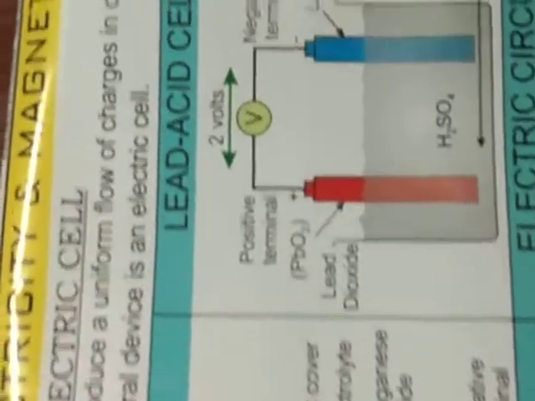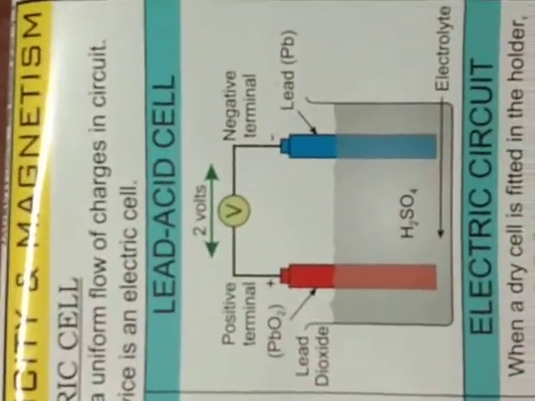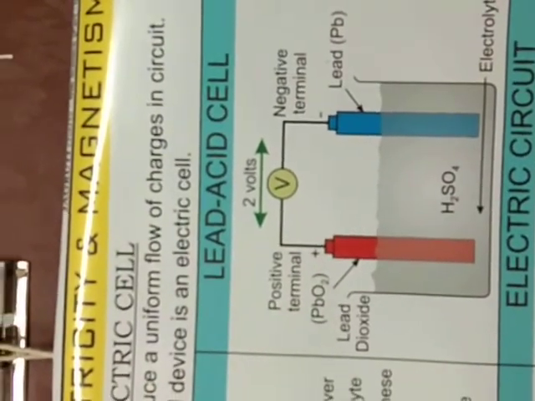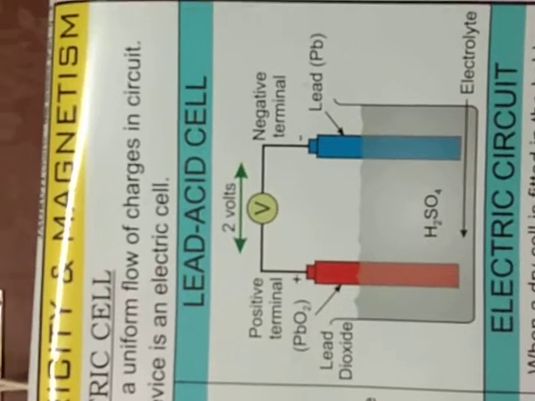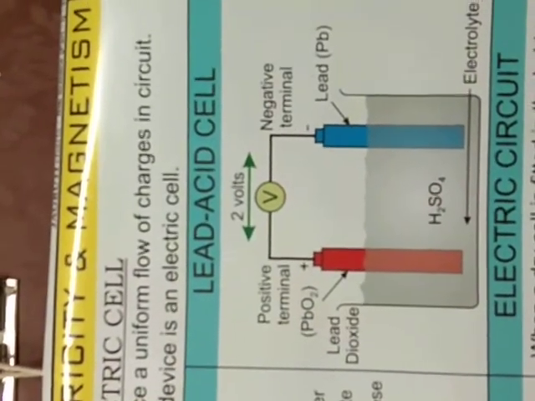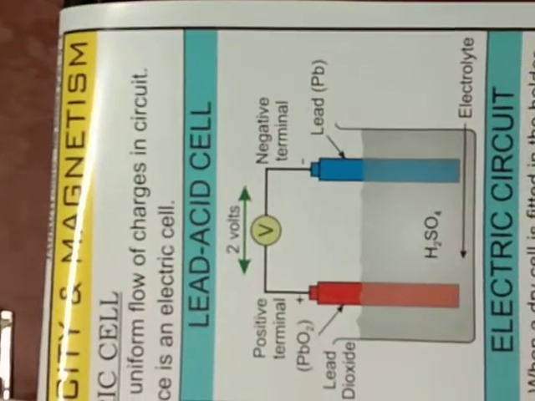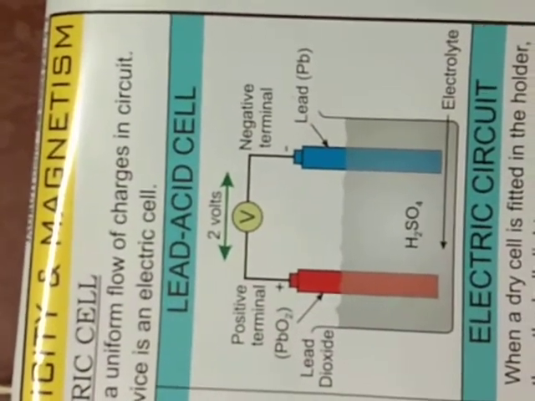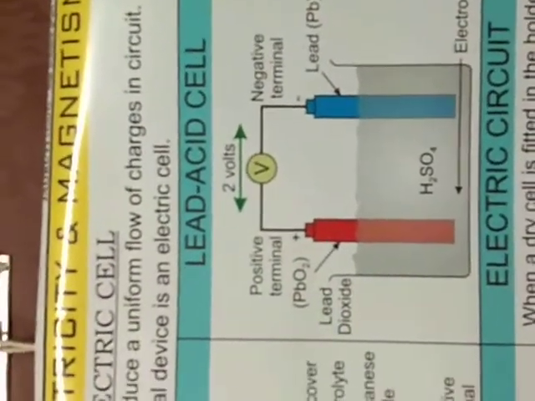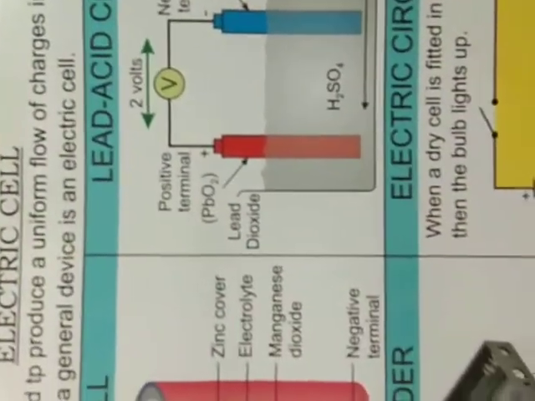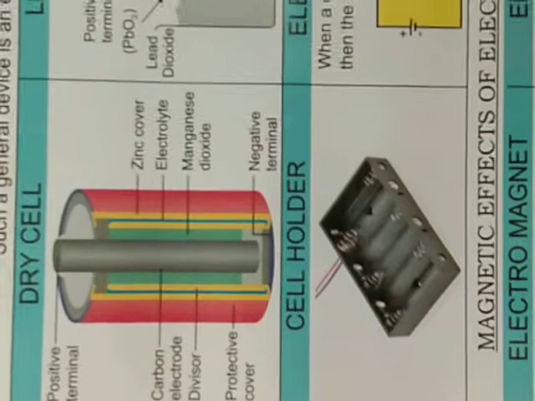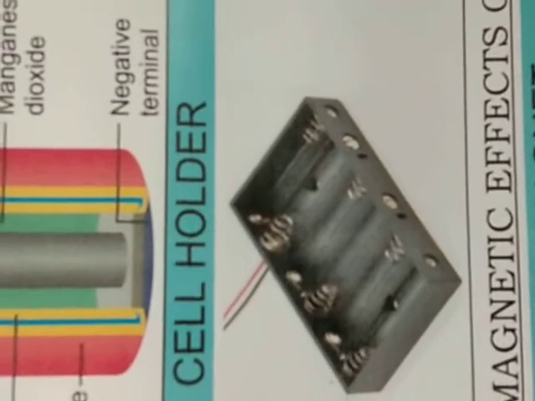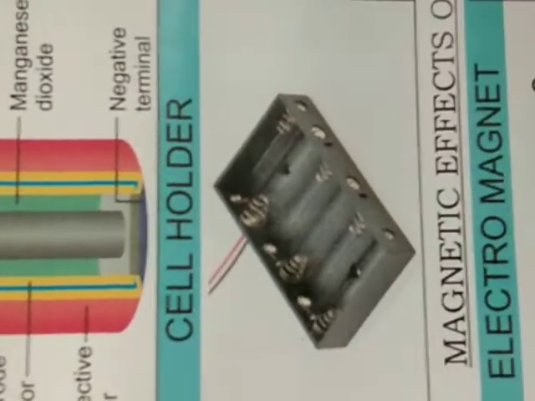Then next, the lead acid cell. In this, PbO2 and Pb. PbO2 is lead oxide and Pb means lead. Pb is the negative terminal and PbO2 is the positive terminal. It creates 2 volts, with 2 electrodes dipped in sulfuric acid solution, through which current is produced. And then the cell holder. You can see it in daily use, in a remote control or TV, there are cell holders.